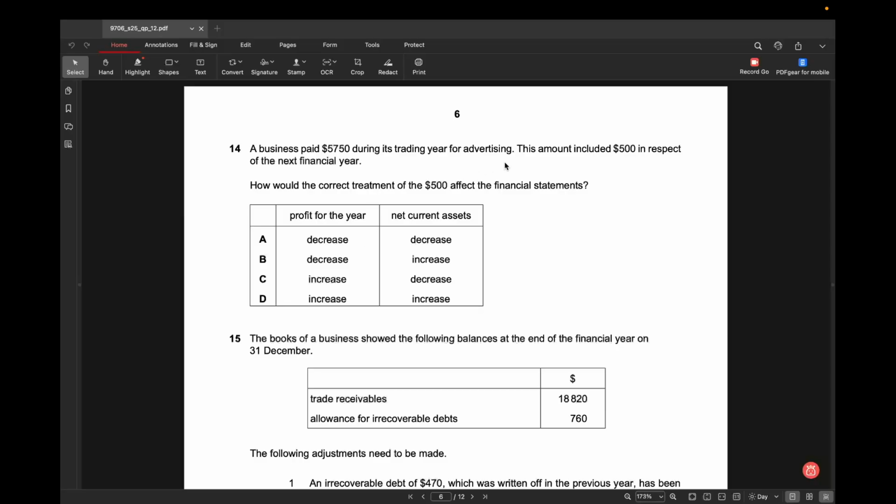Okay. And this 500 which we excluded from expense will be recorded as your asset. So your asset will increase. So net current assets will increase by 500. So your correct answer for 14 is an increase in the profit because expense is decreasing, and an increase in the net current assets because prepaid is increasing. Okay, prepaid expense means asset. So 14, D.